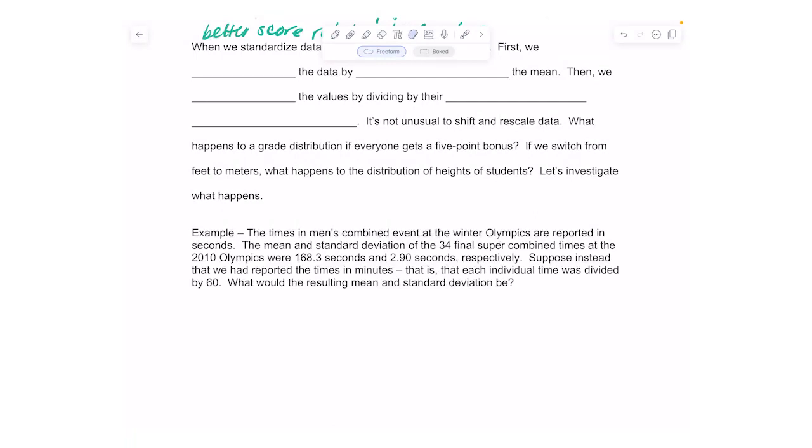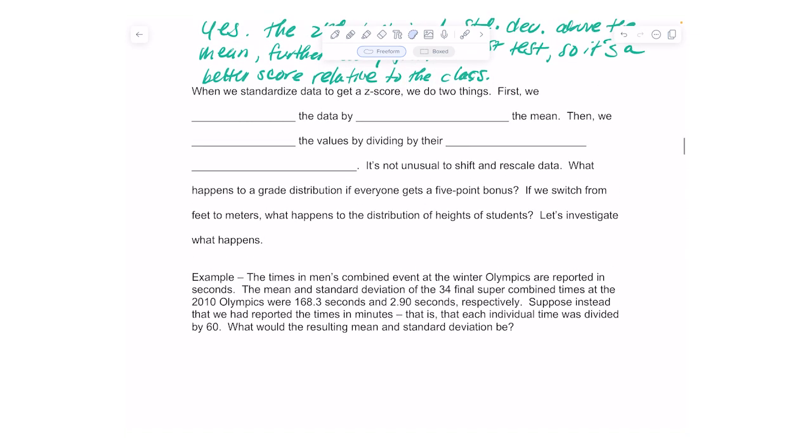Back to this part of the video where we're going to talk about shifting and rescaling the data. When we standardize data to get a z-score, we basically do two things. The first thing is that we shift the data by subtracting the mean. If you'll recall, the formula for z-scores is value minus mean divided by standard deviation. So the next thing is, when we divide by the standard deviation, we're actually rescaling the data by dividing by the standard deviation.